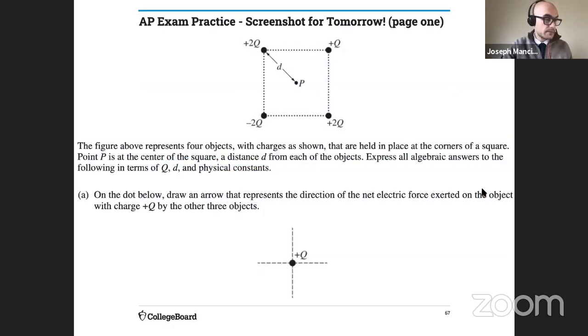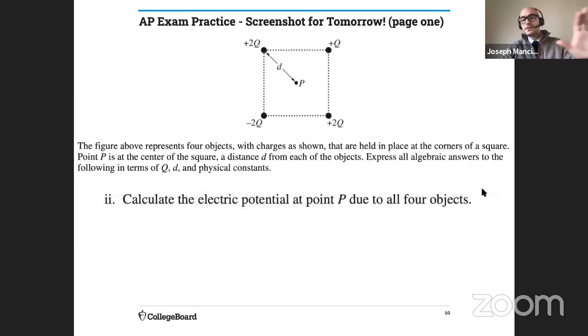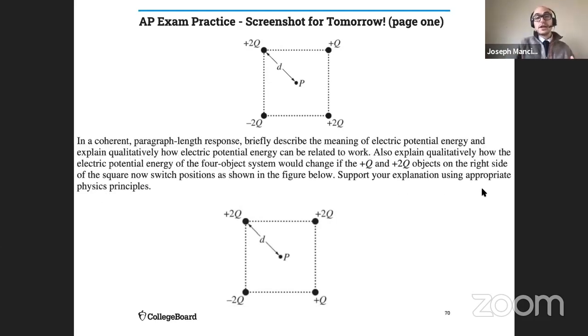There is page 1. There is a square distribution of charge, and your job is at first just to draw the electric field. Now, can you calculate the electric field? If you know about electric potential, go right ahead and do the second part. You may not know this yet, and that's fine. Now, can you explain how electric potential energy is related to work, and explain how the potential energy of this system would be different if the charges were rearranged?